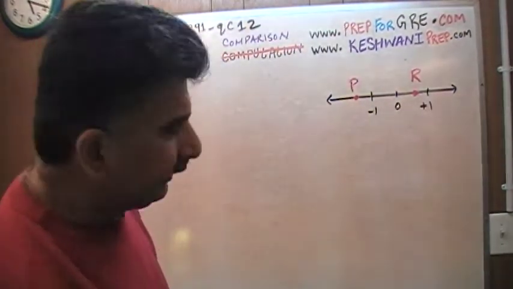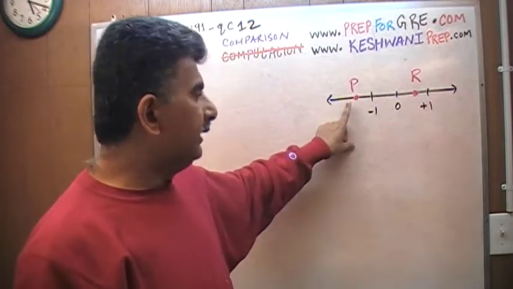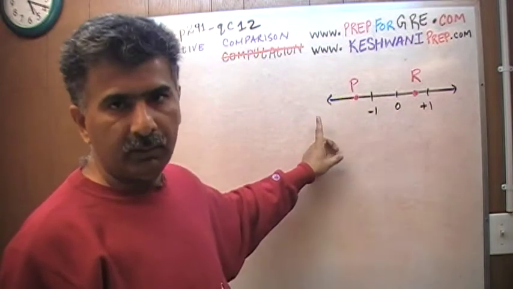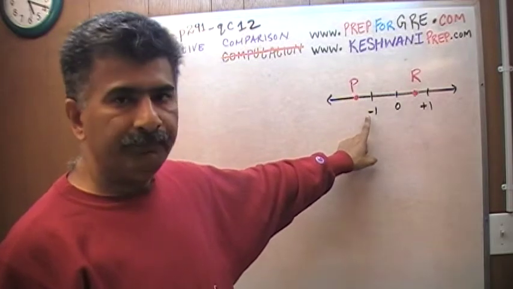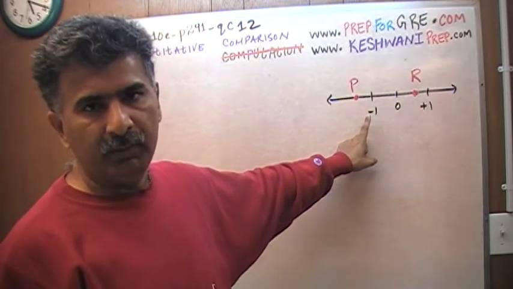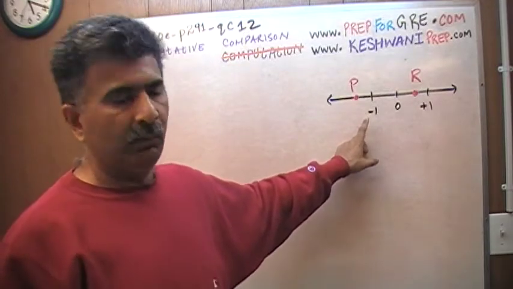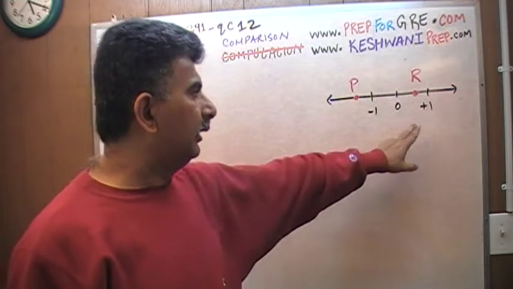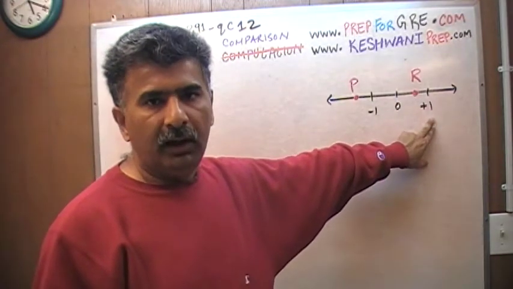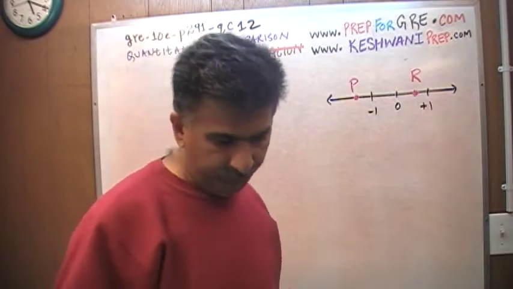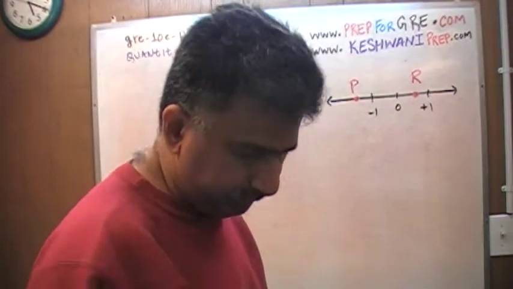As you can clearly see, R falls somewhere between 0 and positive 1, and P falls to the left of negative 1. That tells me immediately that P is less than negative 1. Maybe it's negative 1.5, maybe it's negative 1.25, negative 1.1, who knows. But it is less than negative 1 because it's to the left of negative 1. And R is between 0 and 1, so R is positive, but less than 1. It's a positive fraction. We don't know what it is, but we'll see what they're asking.